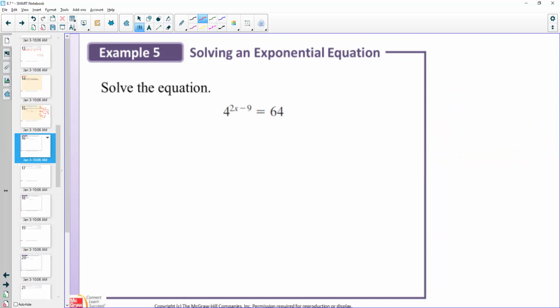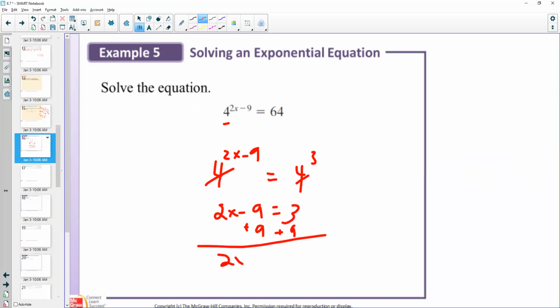So this base is 4. So I have 4 to the 2x minus 9. Is there a way to rewrite 64 with a base of 4? Well, yeah, there is. I can write it as 4 to the third because 4 to the third is 64. Now the bases are the same. I can ignore them. So I can solve 2x minus 9 equals 3. Awesome. Plus 9, 2x equals 12, x equals 6. Okay, please check it. It does check in this case.